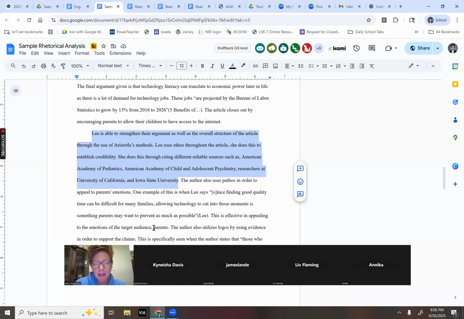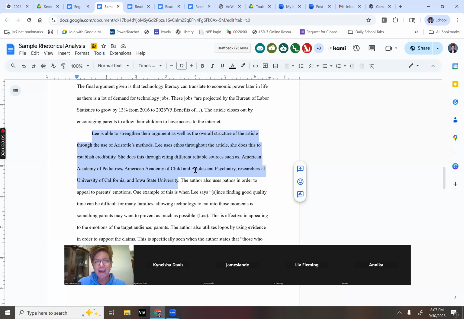So the part I highlighted here that I'm going to read, I feel like does just that. It says, Lee is able to strengthen their argument as well as the overall structure of the article through the use of Aristotle's methods. Great topic sentence. Tells me that this author has used Aristotle. It's made the argument more persuasive. Good. Now it says Lee uses ethos throughout the article. She does this to establish credibility. Okay, well, we need a semicolon here, but yes, ethos, that's what ethos does, right? The definition of ethos is that it establishes credibility. Now, here's what I like though, is it tells me specific examples of ethos from the article.